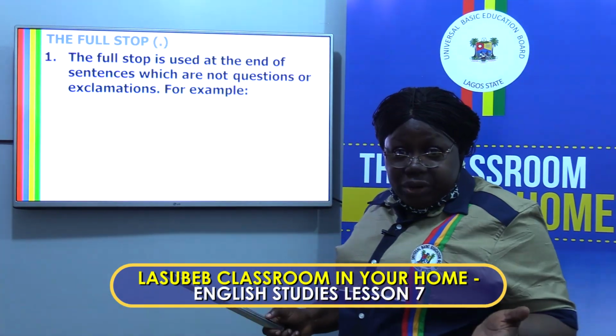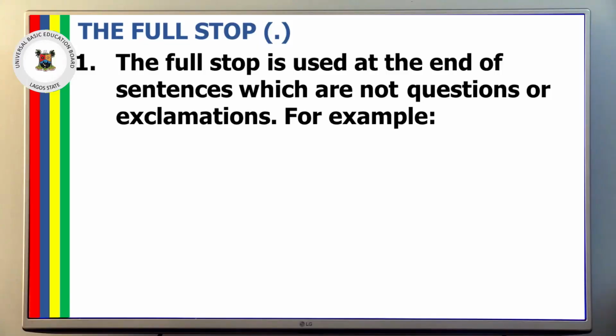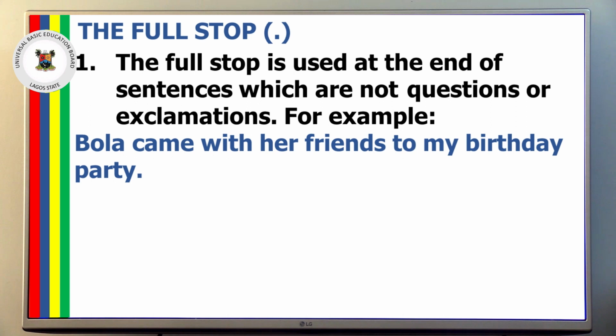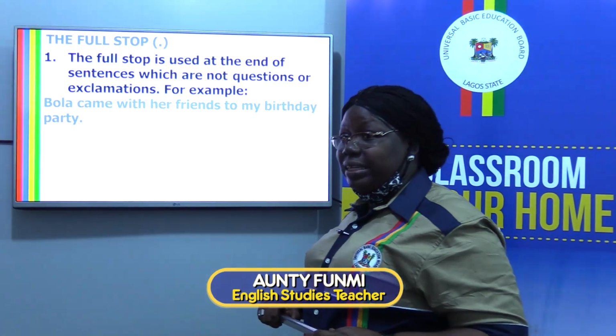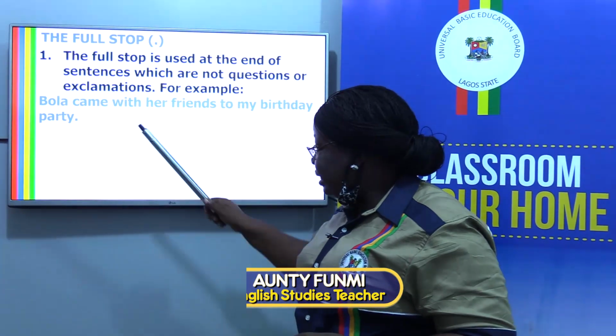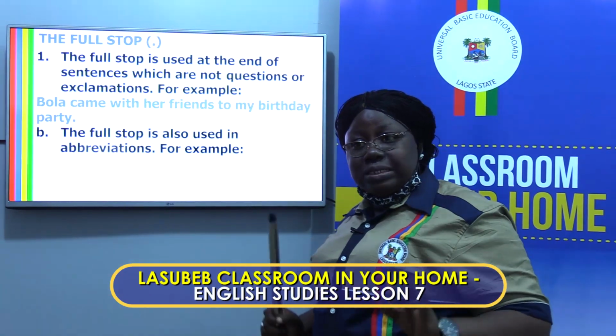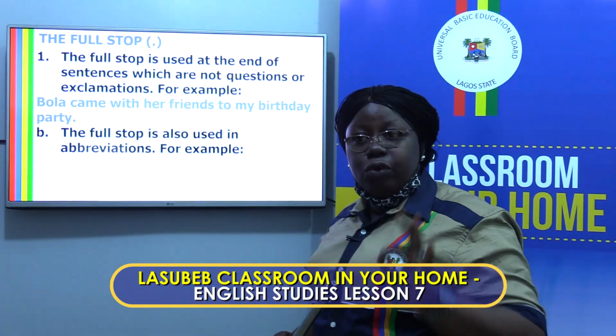That is the full stop. Some people call it period. The full stop is used at the end of sentences which are not questions or exclamations. For example, Bola came with her friends to my birthday party. Full stop. You can see it at the end of every sentence. To show that it's a complete sentence, you put a full stop.